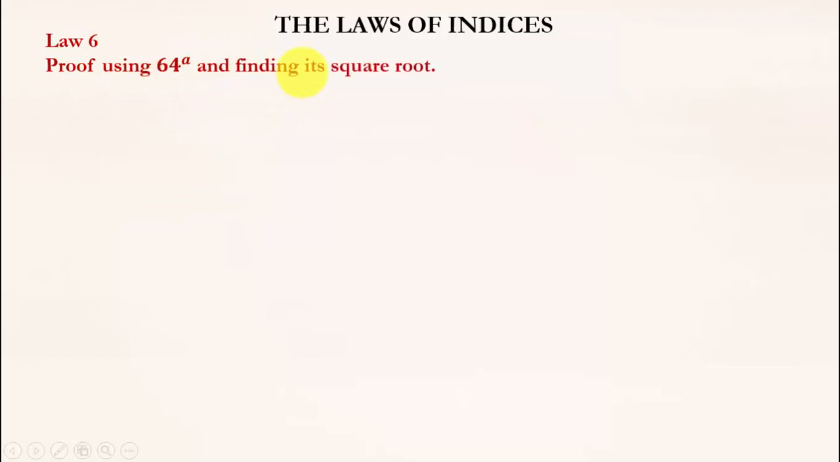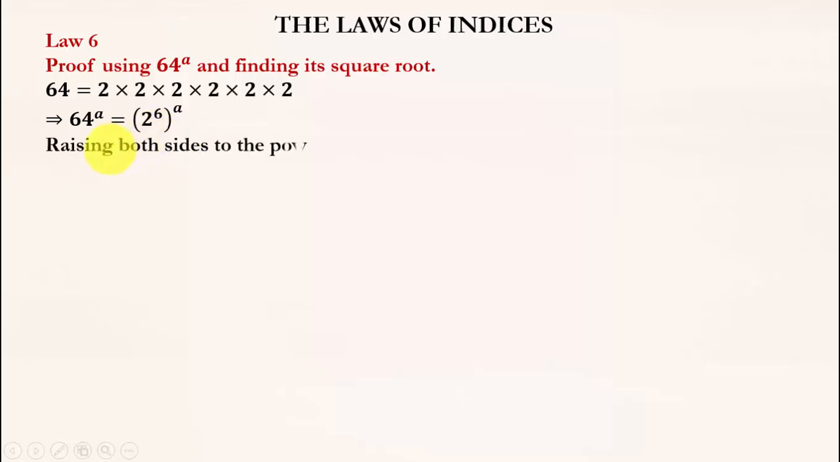Proof using 64 to the power a and finding its square root. 64 can be written as 2 to the power 6, and that is the same as 2 times 2 times 2 times 2 times 2 times 2. And that will imply that 64 to the power a is simply going to be equal to 2 to the power 6 all to the power a, where our 2 to the power 6, of course, numerically represents 64. Raising both sides to the power half, it will imply that 64 to the power a all raised to the power half is simply going to be equal to 2 to the power 6 all raised to the power a all raised to the power half.